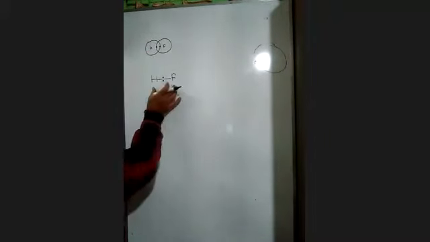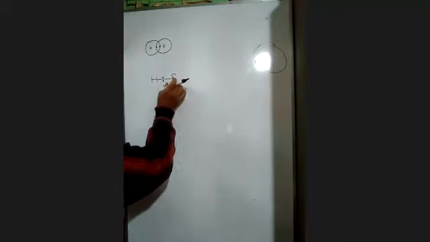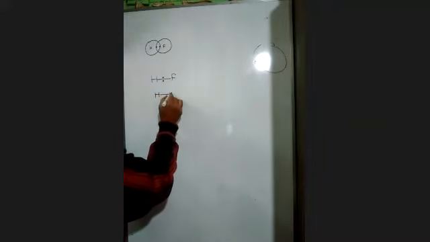When covalent bond formation has taken place, this is the nucleus of hydrogen. I'll write here H, and here you have the electron. And this is the fluorine. So after the formation of the bond, fluorine, being a very strong electronegative element, pulls both the electrons near it.